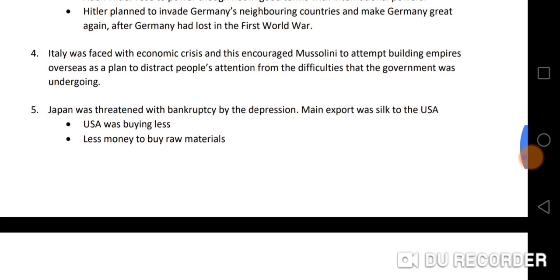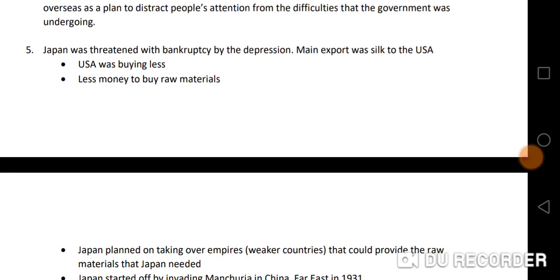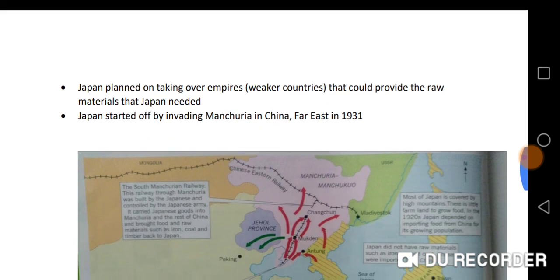And then for Japan, so Japan was threatened with bankruptcy by the depression, as her main export was silk to the USA. And due to the depression, the USA was buying less, and less money coming in meant they didn't have enough money to buy raw materials. So Japan planned on taking over empires, that is, weaker countries that could provide the raw materials that Japan needed.